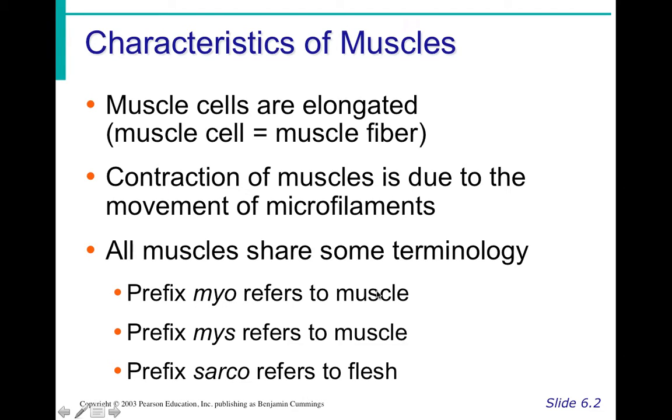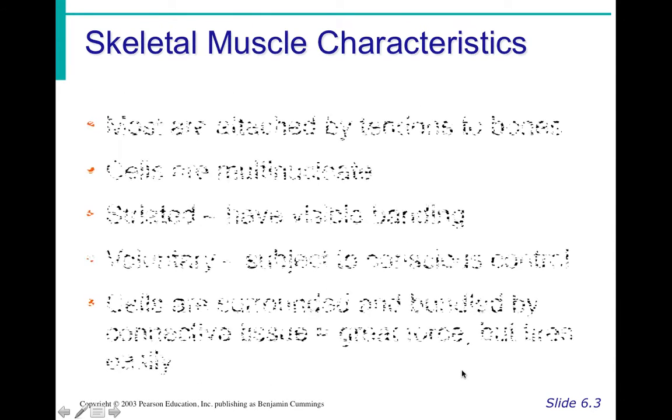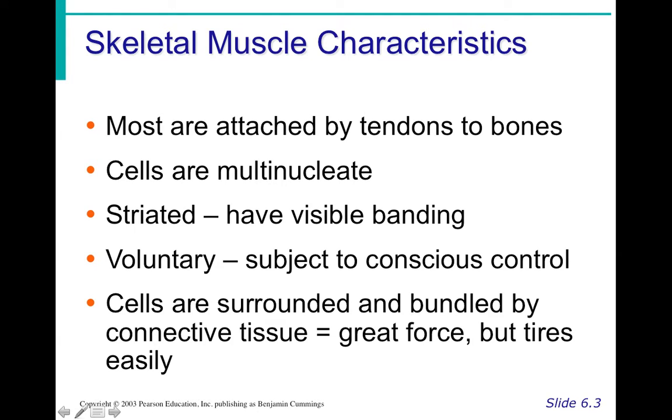If you see myo, that means muscle. If you see mys, that means muscle. And if you see sarco, that means flesh. We're going to see sarcoplasmic reticulum, and we're going to see sarcolemma, and all these sorts of terms. So just so you know, if you see myo or mys, we're talking muscles right away, and sarco means flesh. That's a good thing to know for the rest of this chapter.